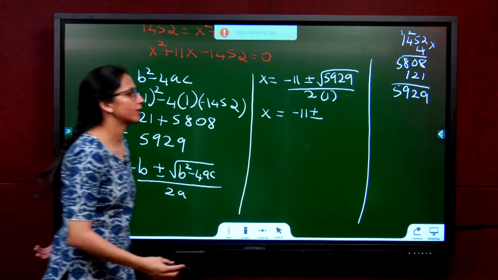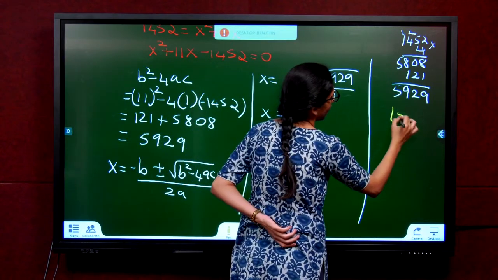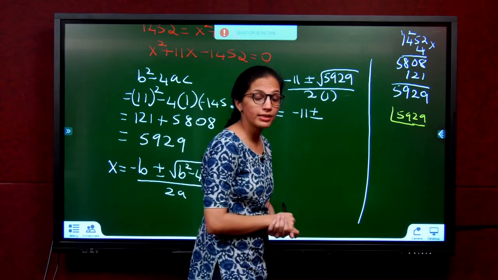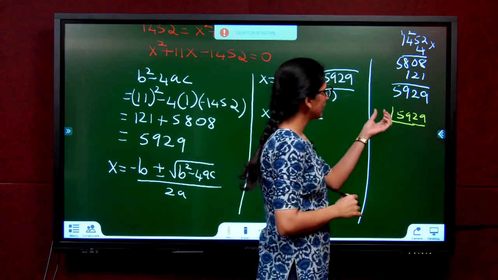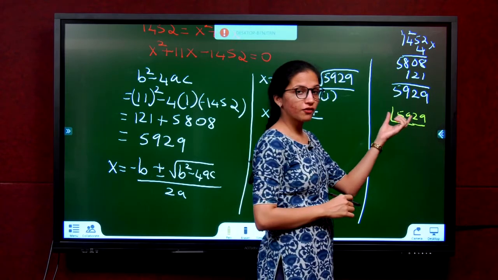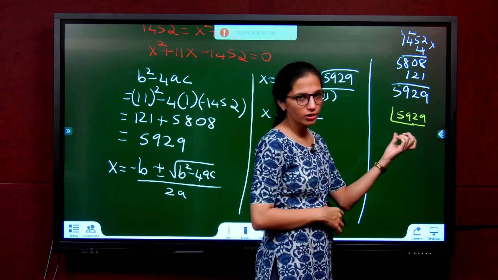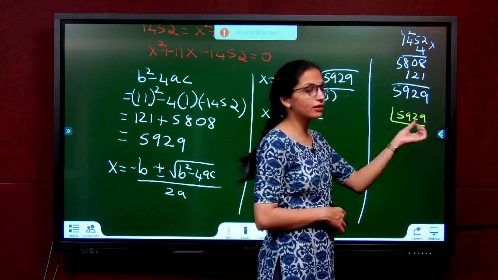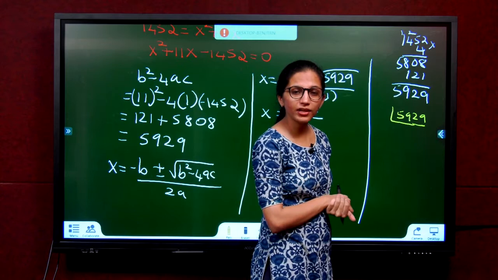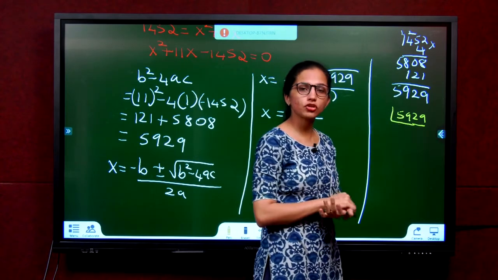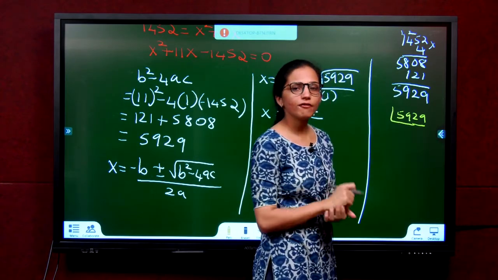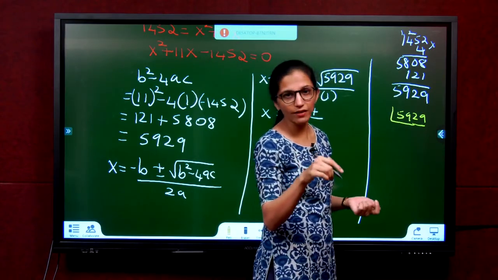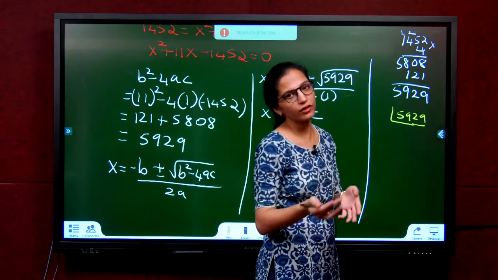So before we do the prime factorization of 5929, is it divisible by 2? No. Is it divisible by 3? Let us check. If you have to check for divisibility of 3, you simply add all the digits. 5 plus 9, 14. 14 plus 2, 16. 16 plus 9, 25. Is 25 divisible by 3? No, which is why this number is also not divisible by 3. Next number 5. Is it ending with 5 or 0? No, so it's not divisible by 5. Go for 7 and try. If we don't get it, we'll next try for 11.